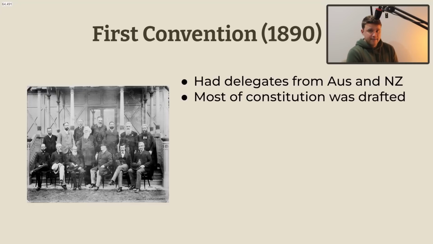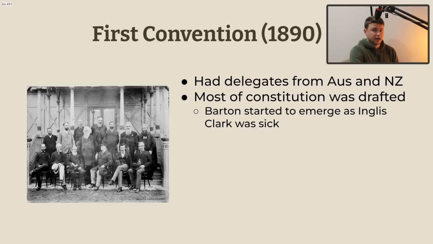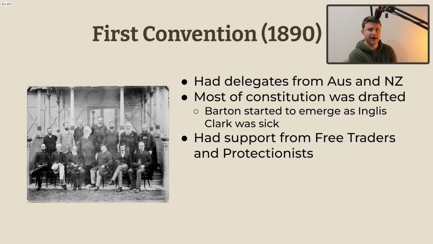In this meeting, most of the Constitution was drafted, but there was a kind of twist of fate that would help determine how the Constitution was formed. So there's a guy called Angus Clark. He was a representative from Tasmania. He was supposed to be one of the key figures in drafting the Constitution, but he was away sick. And so Edmund Barton actually filled in, and Barton's quite fantastic legal mind proved to be really important in actually drafting that Australian Constitution.